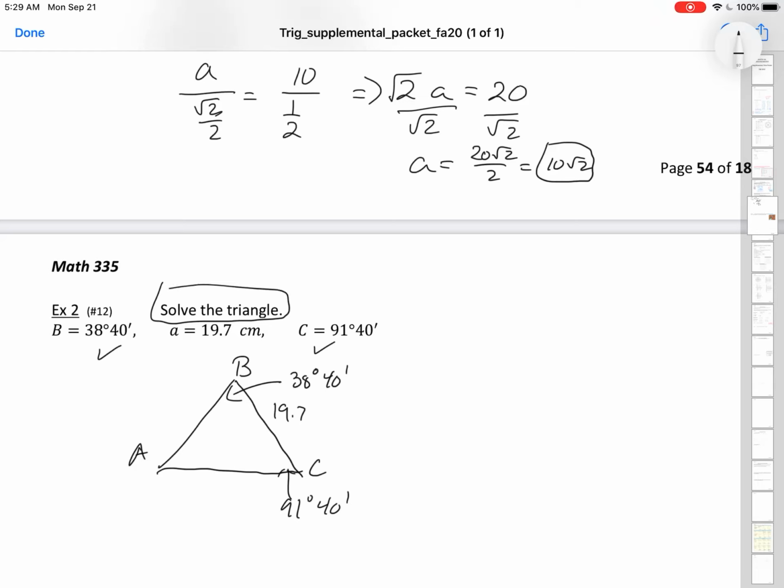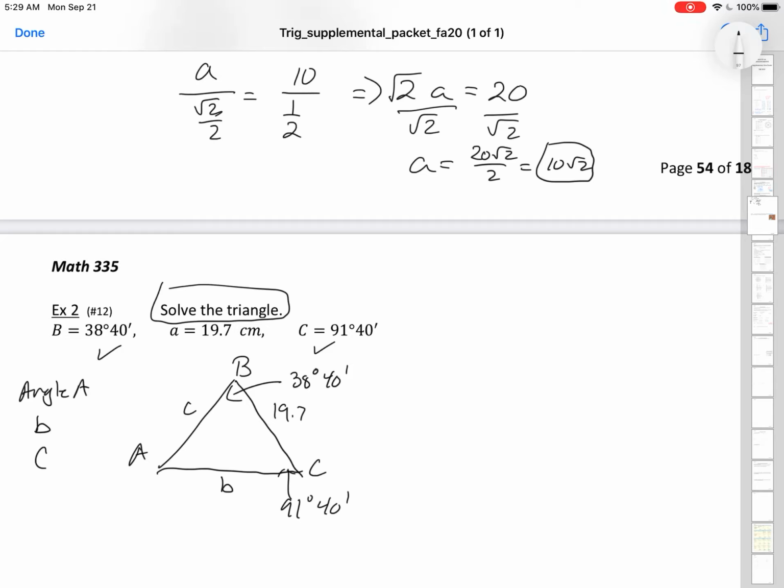So what are the things I'm going to need to identify? I'm going to need to identify angle A. So in the end, I need angle A, the side length of B, the side opposite B, and the side length C. So remember, B and C are the labeling of the sides opposite their respective angles. Let's go get that other angle.